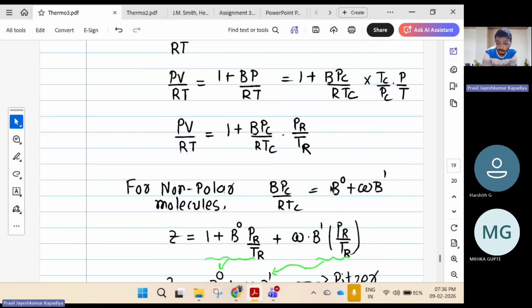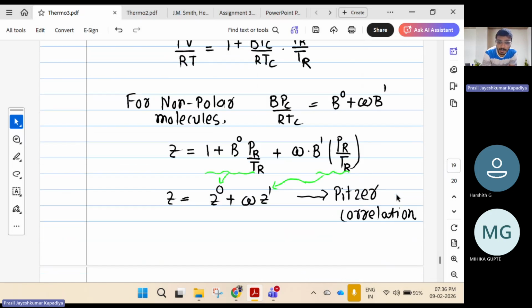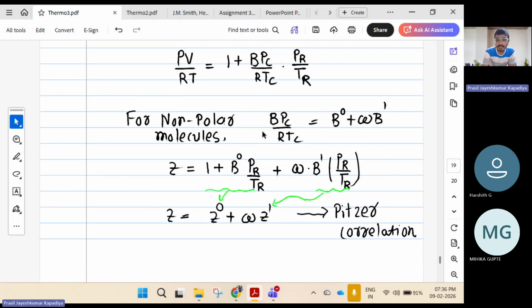If I put this B0 and omega B prime term here, my Z is nothing but 1 as it is, plus B0 plus omega into B prime, and this term is as it is. So B0 into PR by TR plus omega into B prime into PR by TR. This contribution is called ideal contribution. 1 plus B naught into PR by TR is equal to Z0, and this B prime term is omega into Z prime.